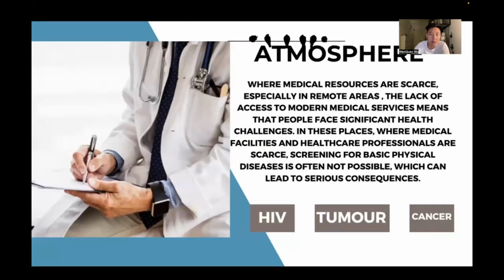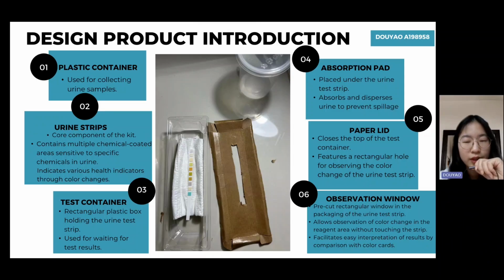In this part, we talk about the application scenarios, how to use the invention. Colloidal gold can be used to examine basic human disease. So in places where medical resources are scarce, especially in remote areas, lack of access to modern medical services means people face significant health challenges. In these places, where medical facilities and healthcare professionals are scarce, basic screening for physical illness is often unavailable, which can have serious consequences. Now let me introduce the product design.